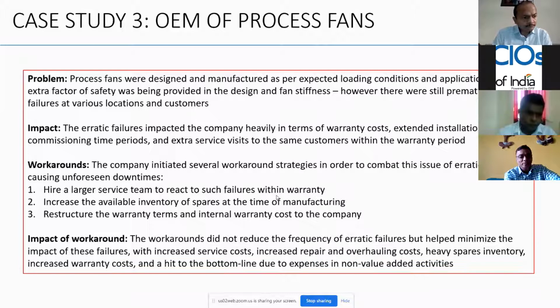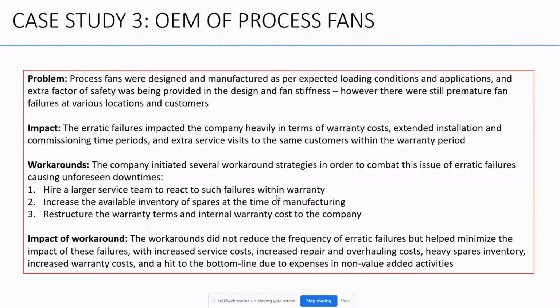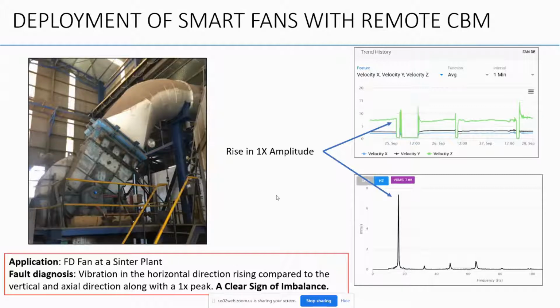OEMs in India. They make fans for cement, steel, and these kinds of industries. These are typically FD, ID, PA fans, exhaust fans that are used. What they've done is, within their warranty period, they've started deploying what they call smart fans. Smart fans are these fans which are inbuilt with CBM upfront. CBM means they're looking at vibration levels, frequencies, FFTs, and during the warranty period, giving a better result to the customer.